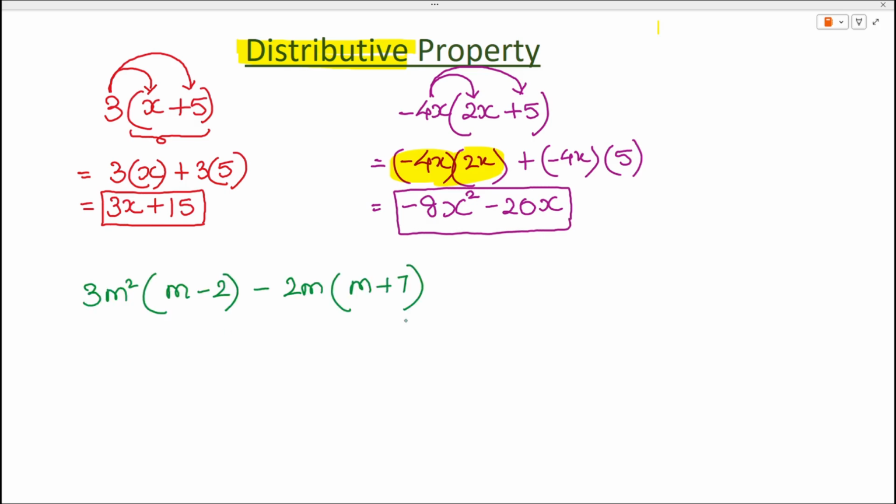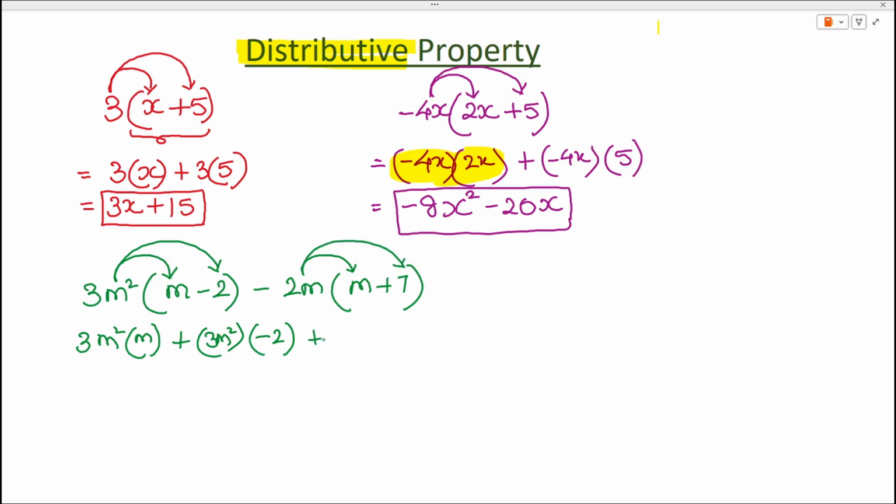So if we have to simplify this, again, we'll first have to use the distributive property. So 3m squared multiplied by m and 3m squared multiplied by negative 2. So let us check that out. 3m squared multiplied by m plus 3m squared multiplied by negative 2. Now here we'll have to multiply this with this and this with this, which means it is negative 2m multiplied by m and then negative 2m being multiplied by 7.